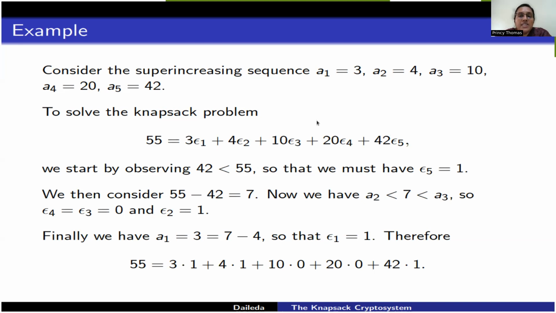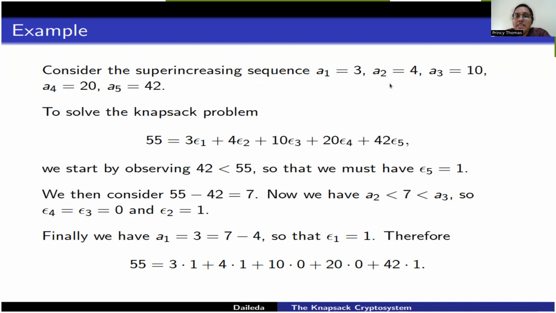So we saw from the previous algorithm that the highest value is A of 5. If A of 5 is less than V, which it is in this case, we have to put it into the bag. If we are putting it into the bag, epsilon 5 will be equal to 1. Then how much space is remaining? 55 minus 42, which is equal to 7. Only 7 spaces remain. Now, how do we decide which epsilons can be used? We look at where 7 comes. This is in increasing order.